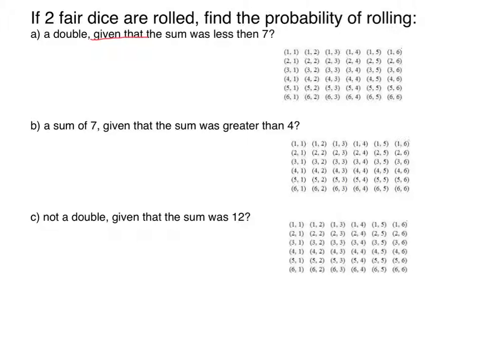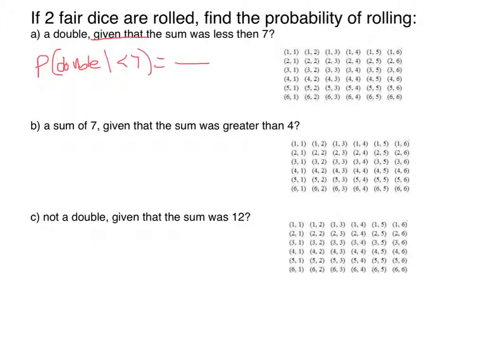So we want to know, what is the probability of rolling a double given that the sum was less than 7? I'm just going to write this in shorthand. Now, here's the thing you have to understand about what conditional probability is doing. At the end of the day, it is lowering your sample space. So whenever we roll 2 dice, we know that our sample space consists of 36 different possibilities.